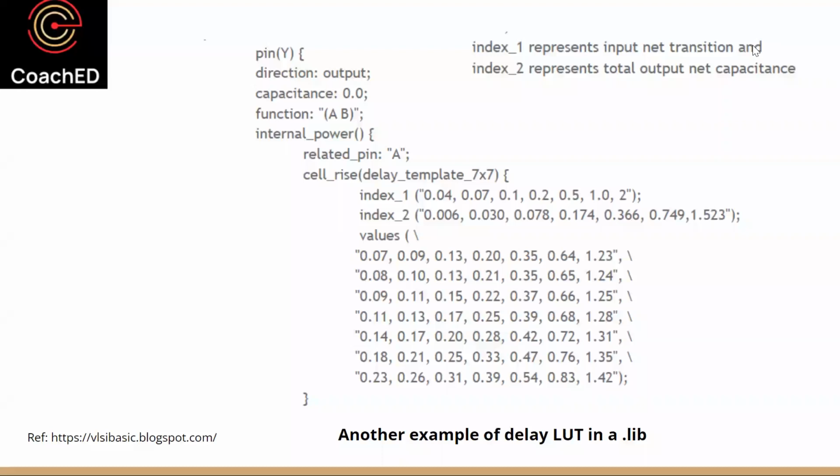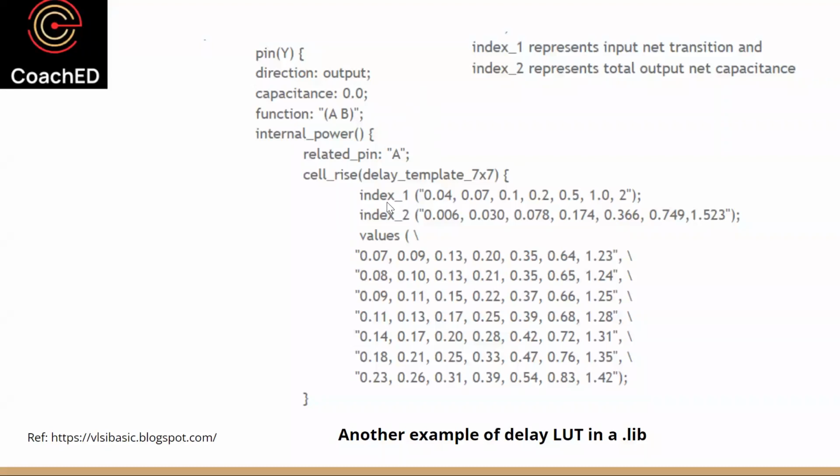Let's look through it again. So here, what you see is there's again a pin Y. It's an output pin. Why do I say it's an output pin? Because direction is given as output, and then there is cell rise. With respect to which pin? Related pin means which pin is setting up the arc, which means the arc is from A to Y.